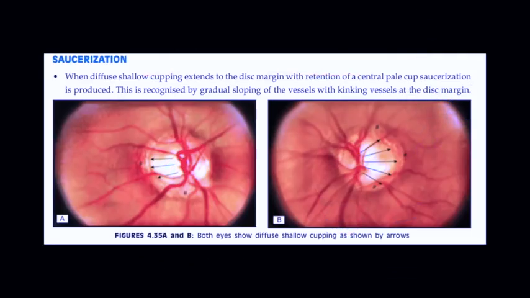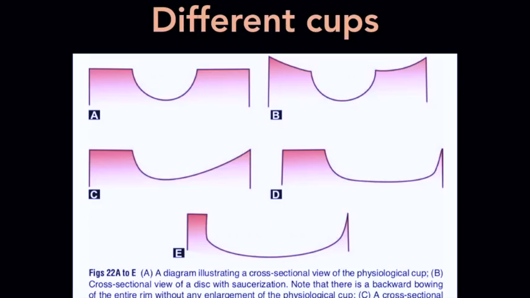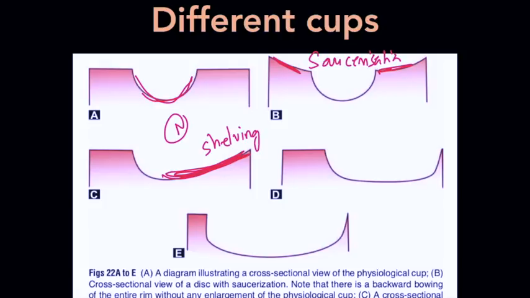And this picture shows again the kinking of the blood vessels at the disc margin. This picture shows again the saucerization here. And we can compare the different cups and their morphologies here. So there's a normal physiological cup. This is a very shallow saucerization of the cup. And this part where you have a kind of sloping on one end, we call shelving. And here you have an excavation or a loss of the neuroretinal rim or the tissue. So this is a unipolar excavation. This is a bipolar excavation of the cup.